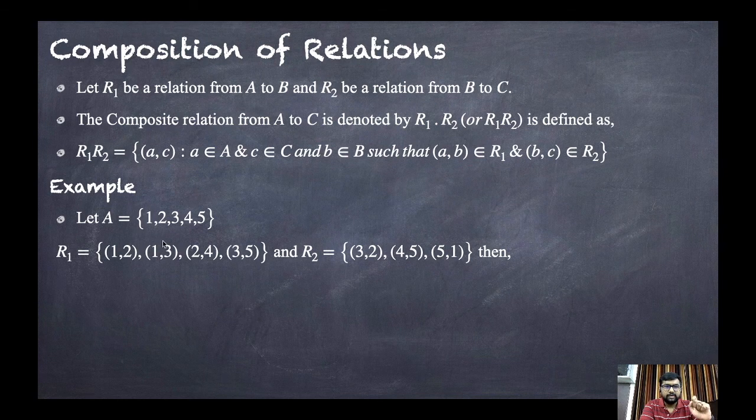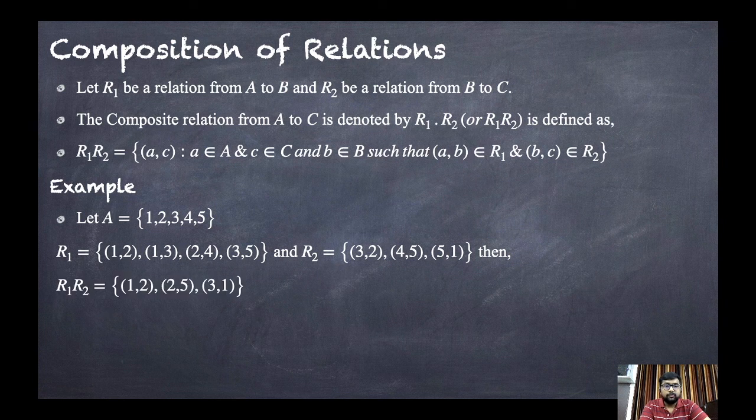Now we have 5 elements, so in A cross A there will be 25 elements. But in R1 there are 4 and in R2 there are 3. So they are subsets of A cross A, so they are by default relations. In the exam, no need to check, but it is just for information. So R1 and R2 are there.